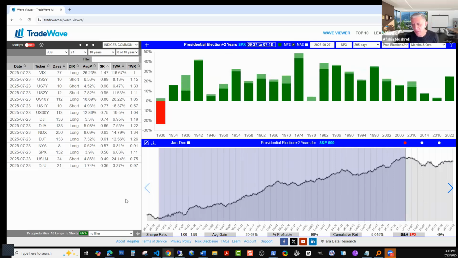I just want you guys to see if you can appreciate this as much as I do when I look at this. I actually didn't even appreciate this when I first found it. It took a little while before I realized what I'm looking at. What you're seeing here is that from September 27th of a midterm election year until July 18th of the next year is the single most bullish time for S&P 500 in the last 100 years.